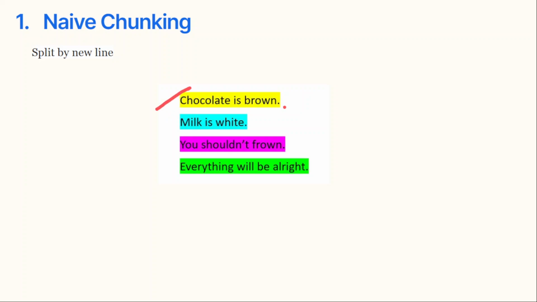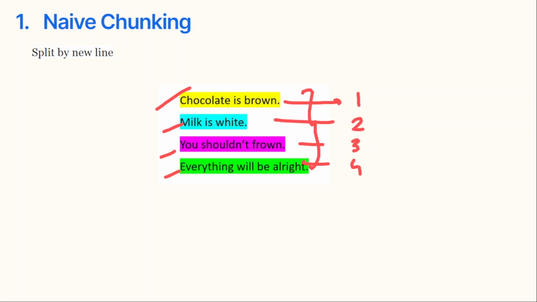If you can see, I have four sentences: the chocolate is brown, milk is white, you shouldn't frown, everything will be all right. So I am dividing by new line. Wherever a new line starts, this is my chunk 1, this is my chunk 2, this is my chunk 3, this is my chunk 4. So this is the very basic way of creating chunks.